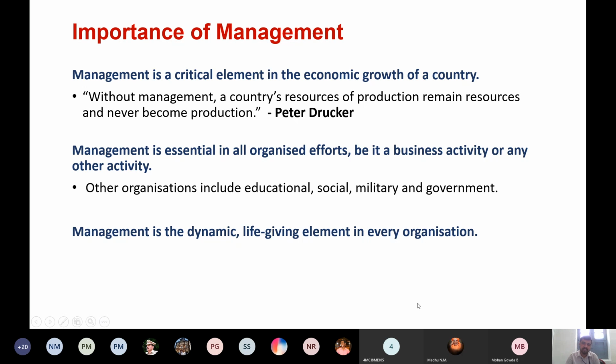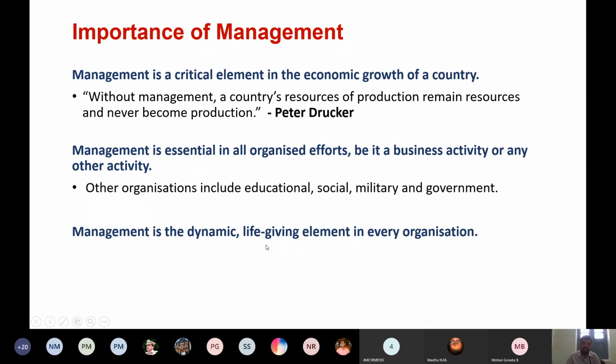So that's why management is the dynamic life giving element. It will decide the survival of a firm or a company or an organization. If our managers are mismanaging, then it will affect the survival of the organization itself. It is applicable for the nation also. If governments are not managing the wealth or resources of the nation properly, then there will be trouble in the nation. So that may affect its survival also.